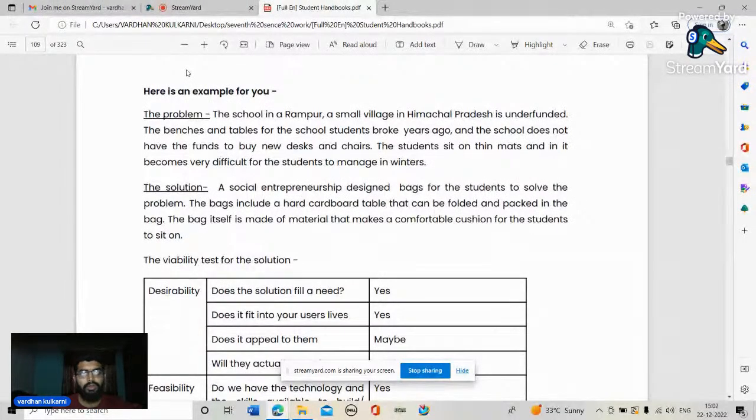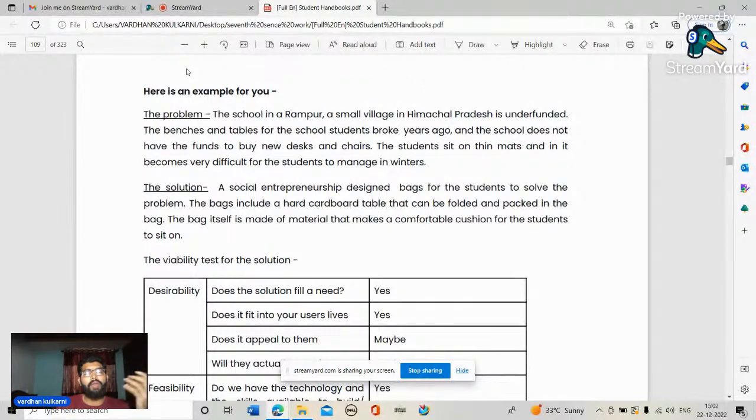The solution: the social entrepreneurship team designs bags for the students to solve the problem. The bag includes a hard cardboard table that can be folded and packed in the school bag. The bag itself is made of material that makes a comfortable cushion for the students to sit on.